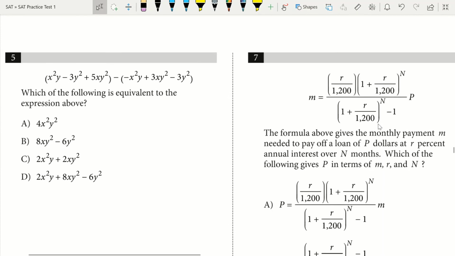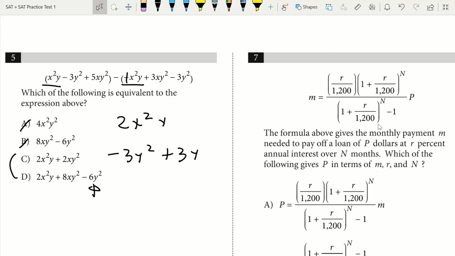All right, question 5. Which of the following is equivalent to the expression above? Well, I'm going to find my values that are like terms and simplify. So I have x squared y minus negative x squared y. Minus a negative means I'm adding, so I'm going to have 2x squared y, which means I can get rid of A and B. Next, I look for my term that is different in these two answers here. I see it's y squared, so I'm going to have my negative 3y squared minus negative 3y squared. Minus a negative gives me plus positive, so I have plus 3y squared. That's going to give me 0, which means answer choice D is incorrect, and C will be my answer.